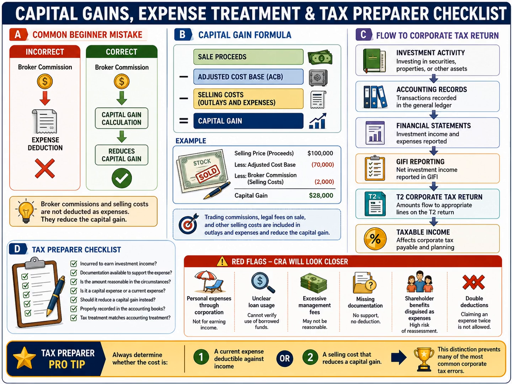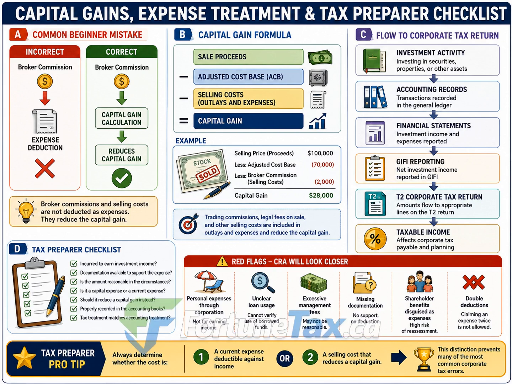In this slide, we focus on one of the most common areas where new tax preparers make mistakes when dealing with investment income and capital gains. Let's begin with the first concept: brokerage commissions and selling costs. Many beginners assume that when a corporation pays a brokerage commission to sell an investment, that commission should simply be deducted as an expense. However, that's usually incorrect.